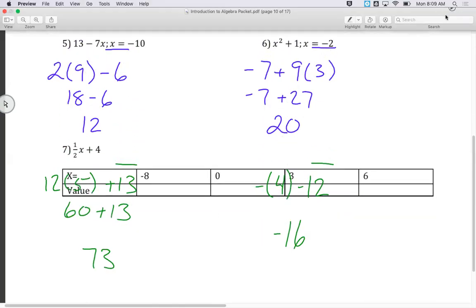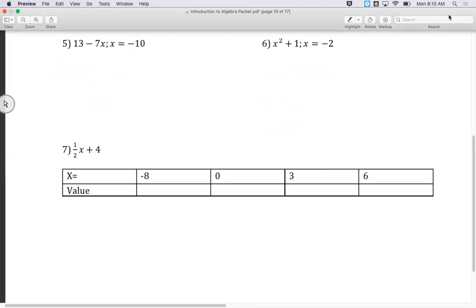All right, 3 problems left. Number 5. Emma, what did you get? Can you hear me? Yeah, I can. For number 5, I got 83. That's exactly what I got. So we have 13 minus 7 times -10. Negative times a negative is a positive. So 13 plus 70 is 83.